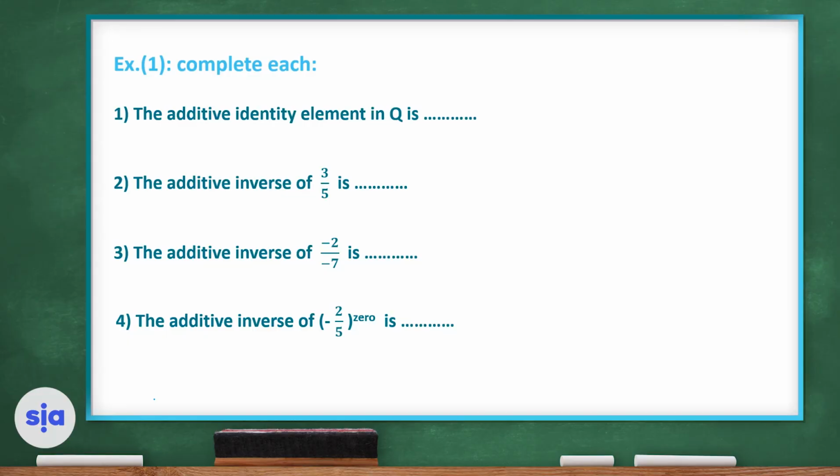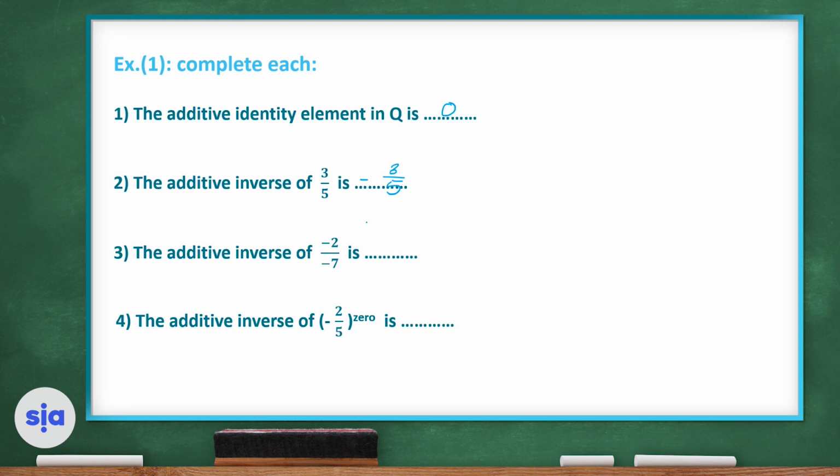Let's go to exercise number 1. Complete each of the following. The additive identity element in Q is 0. The additive inverse of 3 over 5, as I told you, the additive inverse will change the sign of the number or the fraction or the integer that we have. So if it's positive, we make it negative. If it's negative, we make it positive. So in this question, the additive inverse of 3 over 5 is negative 3 over 5.